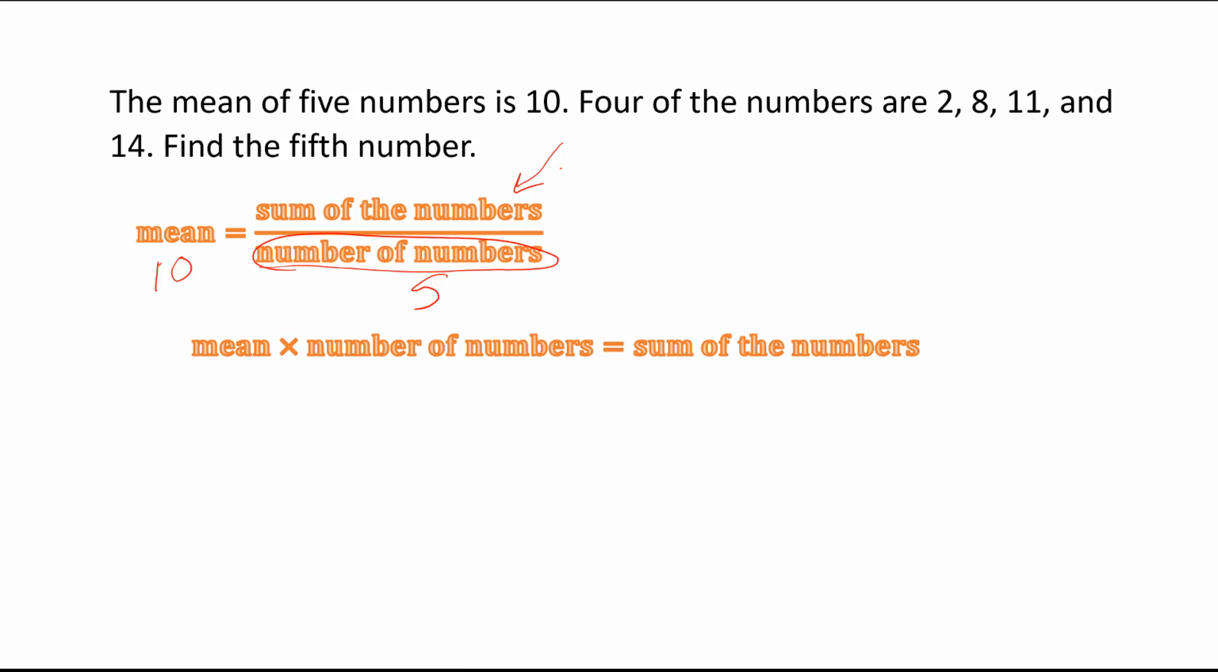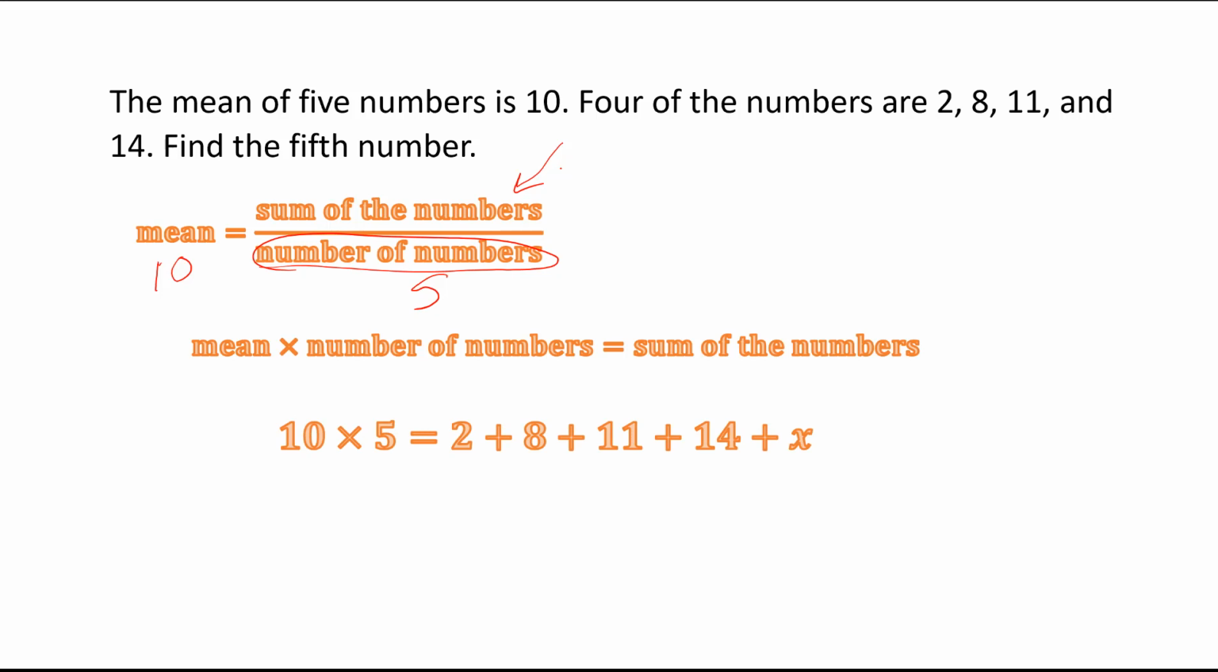Because you have a quotient equals the dividend divided by the divisor. And so when you multiply both sides of that equation by the denominator of the right side, you get mean times number of numbers equals the sum of the numbers. So if you don't know the sum of the numbers, but you do know the mean and you do know how many numbers there are, then you can figure out the sum just by multiplying the mean or the average times how many numbers there are. So we've got the mean of 10, we got 5 numbers, so they must add up to 50.